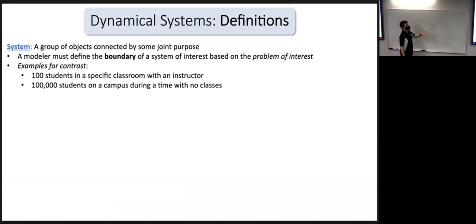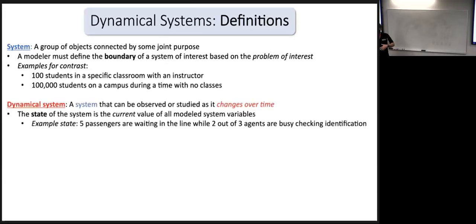You technically could ask research questions about classroom operations using a model of a campus, but that model of a campus might have tweaks in it which really optimize it for asking larger scale questions. Or it might be specialized for a special time, like modeling campus during the summer where there's fewer classes. So choosing the boundaries is a big part of your system. But a system is just a general term we're using for a group of objects connected for some joint purpose. We deal with dynamical systems in this class, which are systems which change over time.